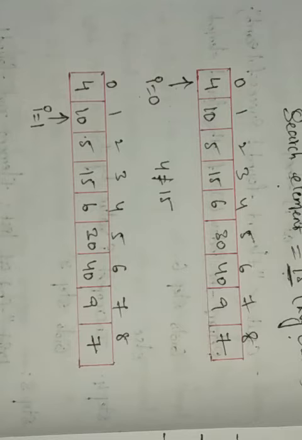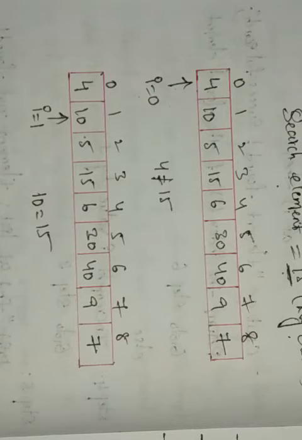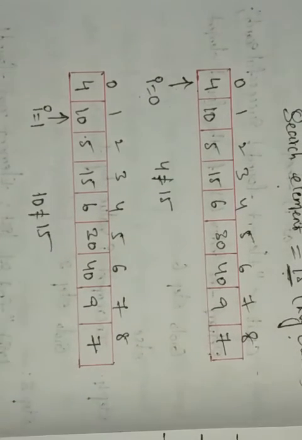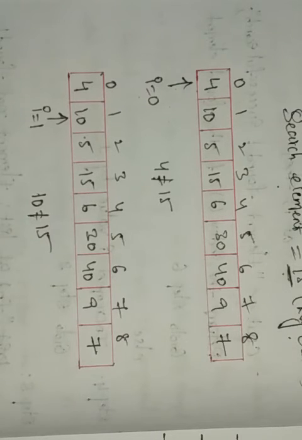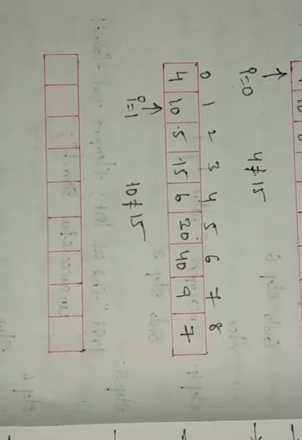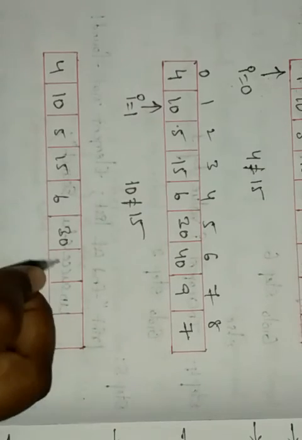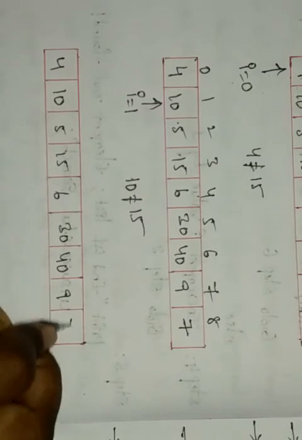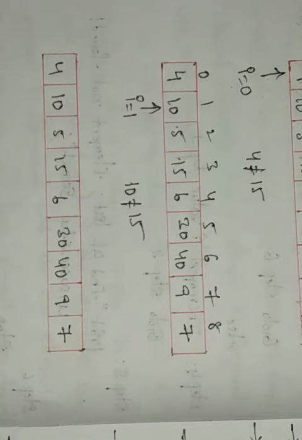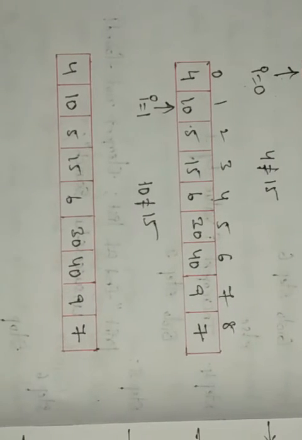Then again you have to match. 10 is equal to 15? No. 10 is also not equal to 15. Then you can move to the next element. Again we are moving to the next element: 4, 10, 5, 15, 6, 30, 40, 9, 7.